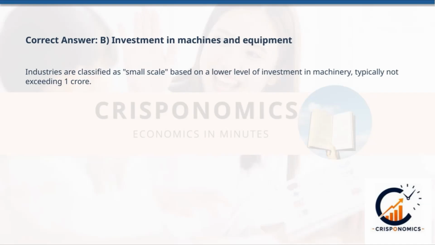When we talk about small-scale industries, the key factor is the level of investment in machinery. Specifically, these industries usually keep their investment below 1 crore. It's not about the size of the workforce or the output, but rather the amount spent on machines and equipment. This classification helps us understand the scale and scope of operations, and it's essential for policies and support tailored to these industries. So, the defining point here is the investment in machines and equipment.